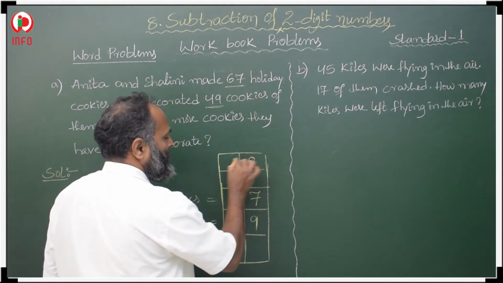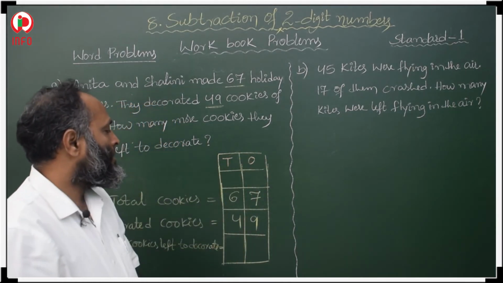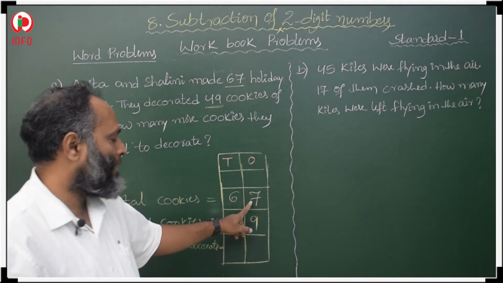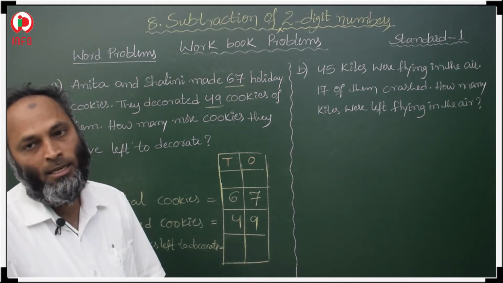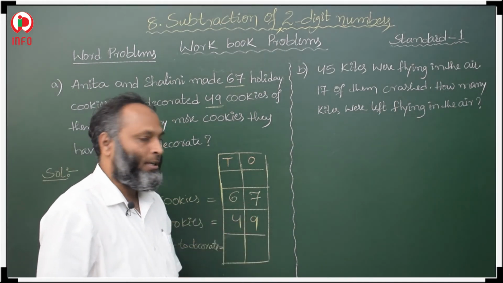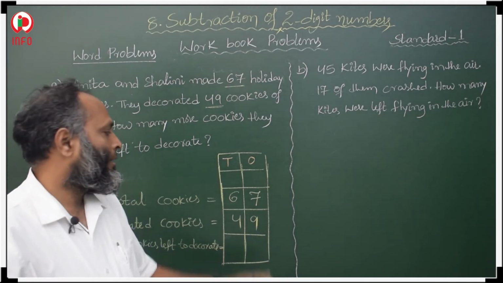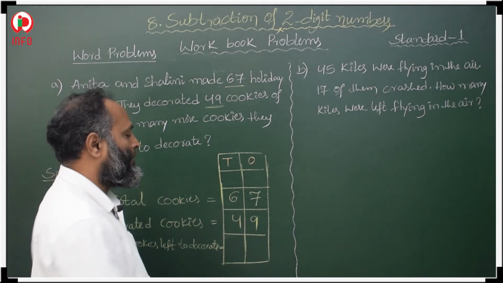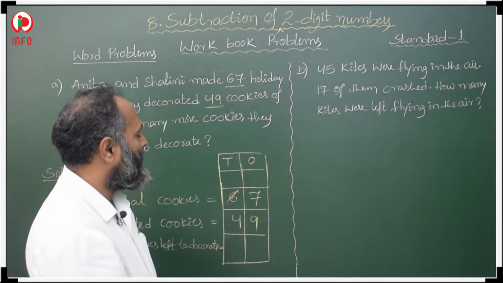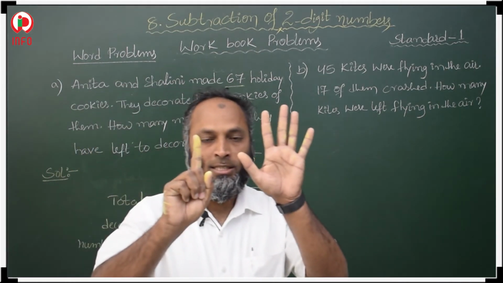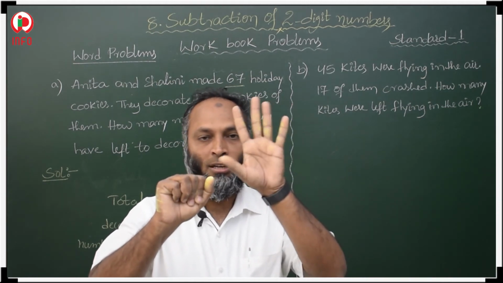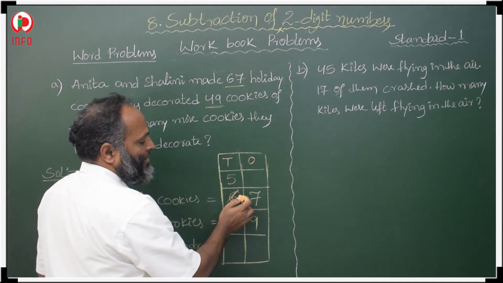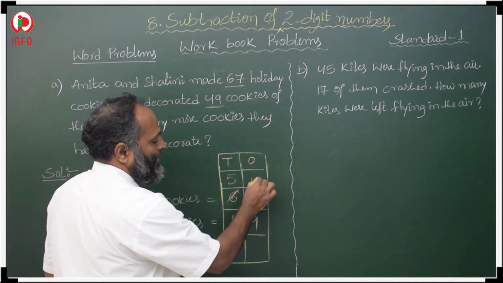First, this is the ones place, this is the tens place. So, first we have to find the difference of the ones place. Here 7 is less than 9. Then if the first number is less than the second number, what do we have to do? We have to borrow from the next place. Here 6 tens are there. If you borrow 1 ten, then 5 tens are left. Here 10 ones. 10 plus 7, here 17.